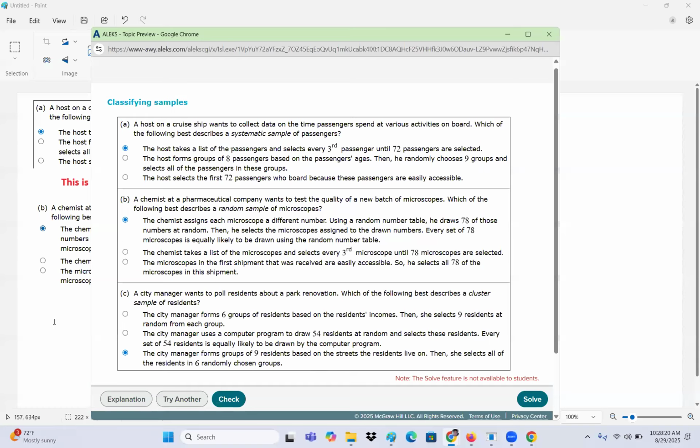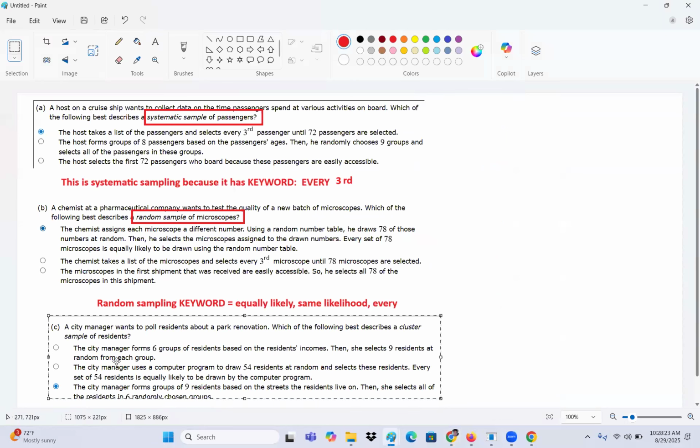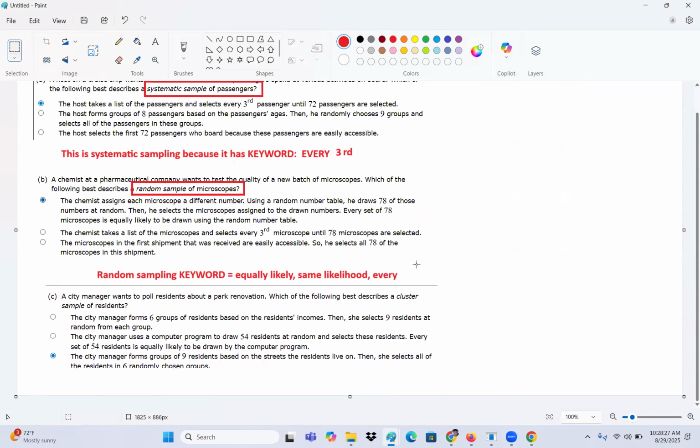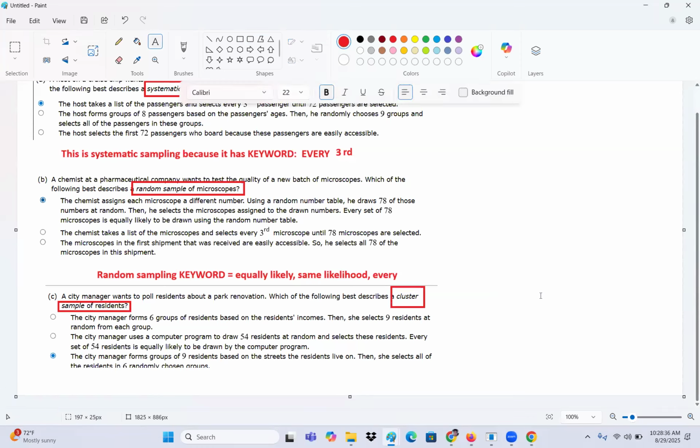Cluster sampling, as I mentioned earlier, is somewhat different. The keyword for that should be something like blocks, people living in different blocks or streets, so geographic areas. It's just easier for us.